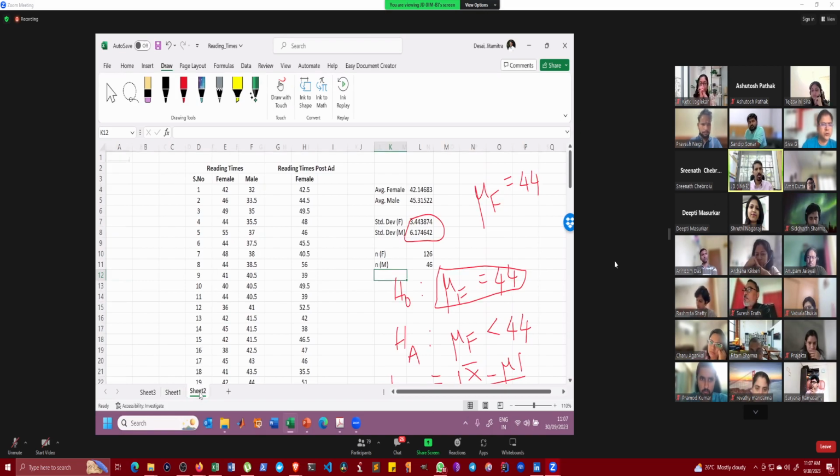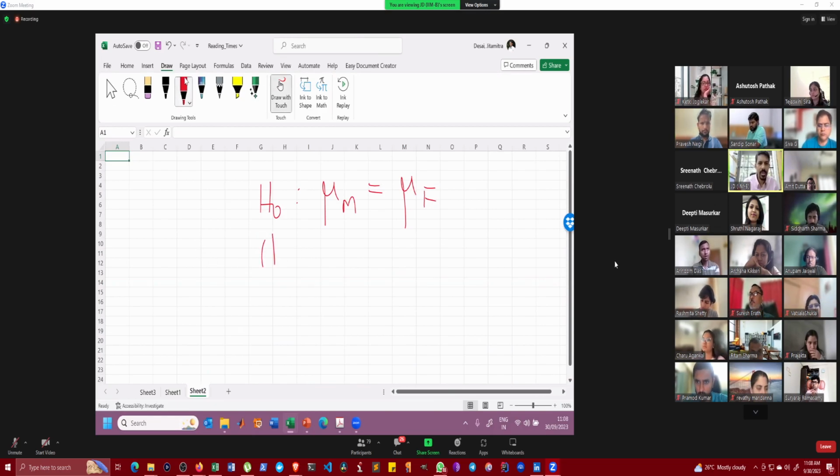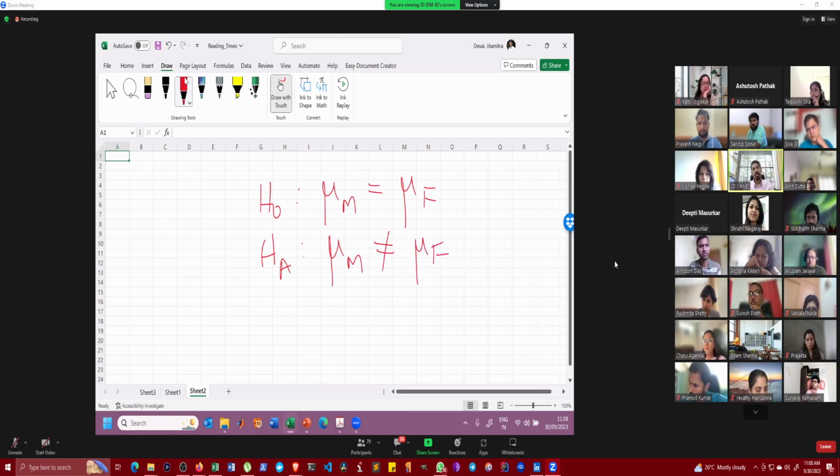Everybody okay with what we're doing here? So now this is my test that I want to do, right? And my alternate says that mu m is not equal to mu f. Could you have also set up the one tail?